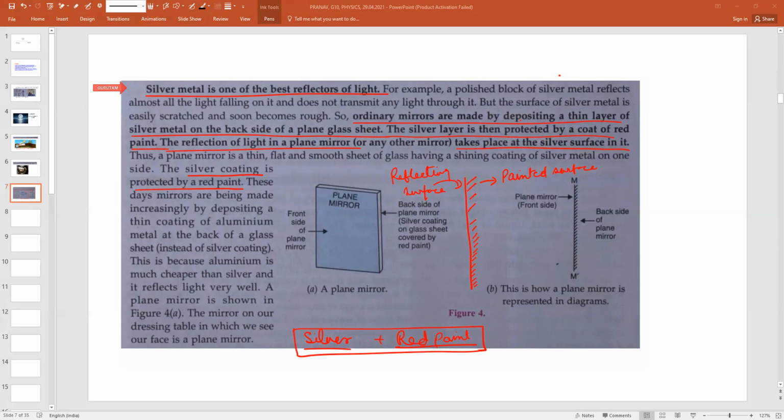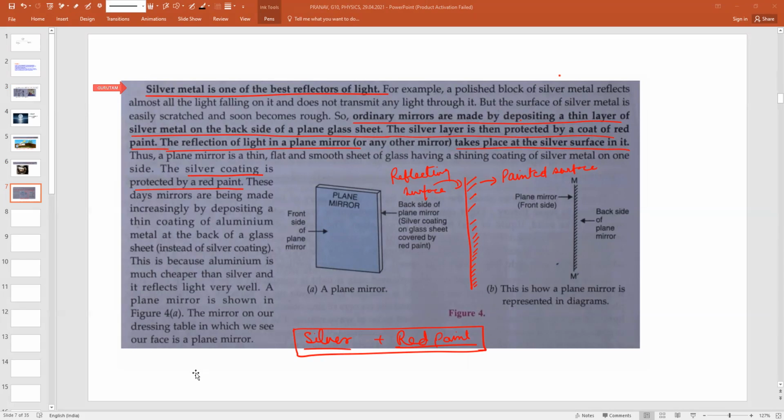Have you ever tried reflecting light on aluminium foil? Yes, with a laser. But it does not give that much quality, right? So for getting the quality, what we generally do is take more polish.